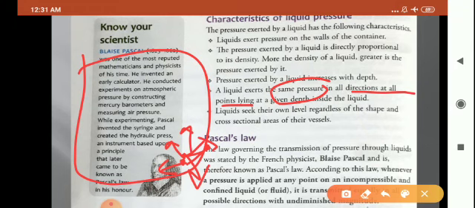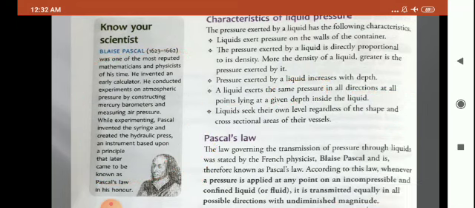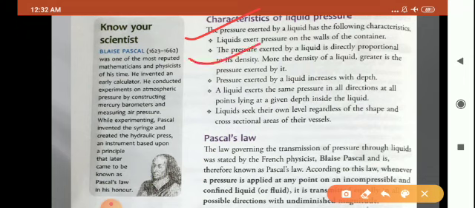Now liquids seek their own level regardless of the shape and cross sectional area of their vessel. You know that liquids take their own level regardless of the shape and cross sectional area of their vessel. I hope children this is clear to you. These 4 points are very important: liquid exerts pressure on the walls of the container. The pressure exerted by the liquid is directly proportional to its density, density पे depend करता है. The more the density of the liquid, the more the pressure exerted by it.